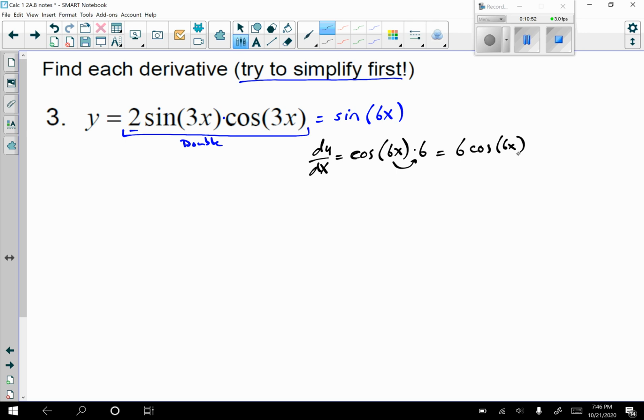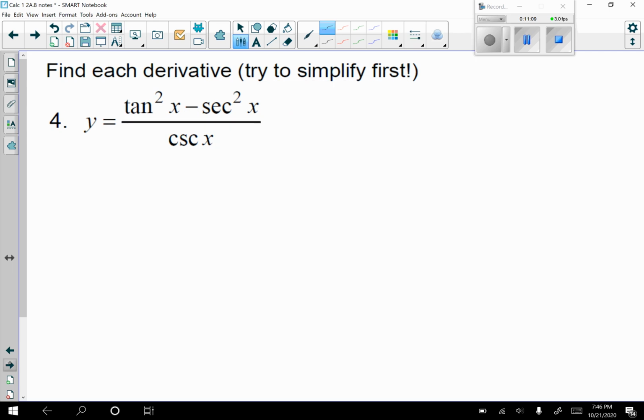Much easier than doing a product rule with 2 chain rules inside of it and then trying to simplify that down. You'd eventually get the same thing, but it'd take a while. So simplify first to make derivatives easier to do. Know those double angle formulas. All right, number 4, this one should be obvious.